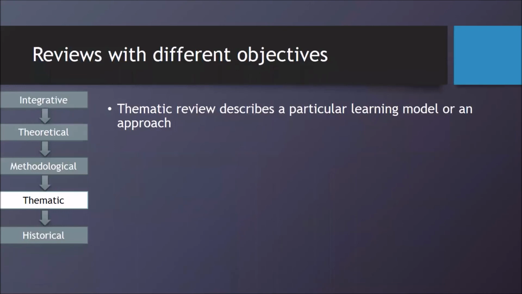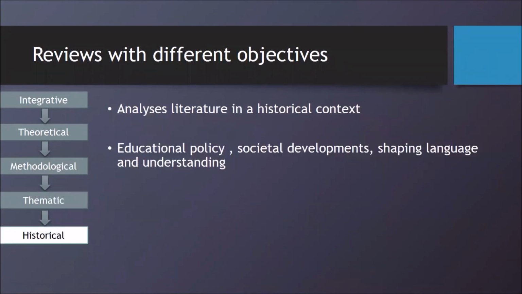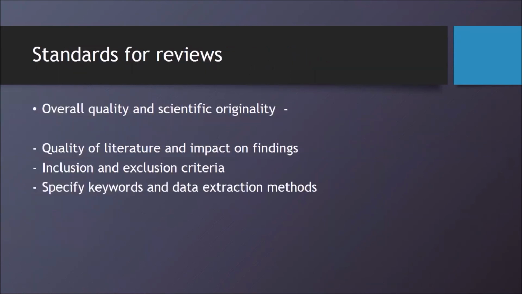Thematic reviews describe a particular learning model or an approach, and historical reviews analyze literature in a historical context. That is, they are used in studying evolution of educational policy. They are used in studying the evolution of societal developments, that is evolution of language and evolution of understanding a particular phenomena. Now, every review is developed while taking care not to deviate from the structure.